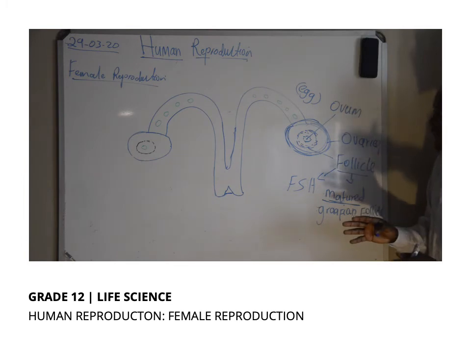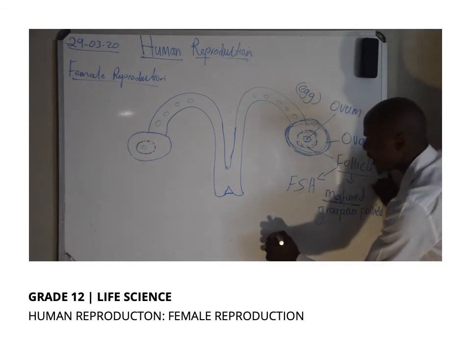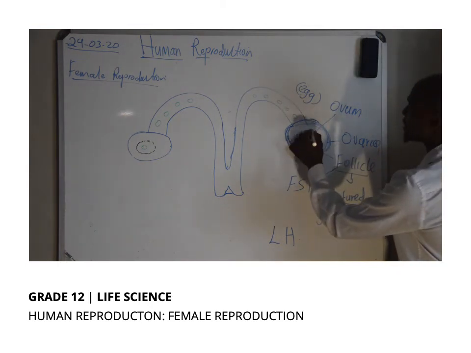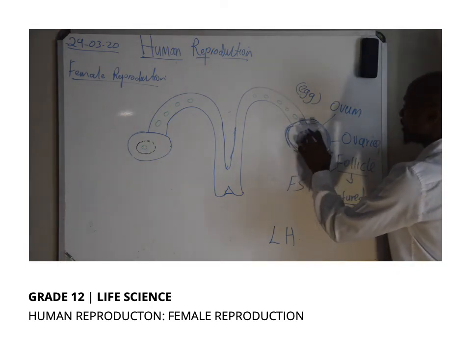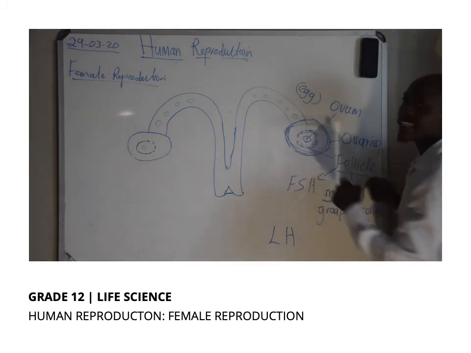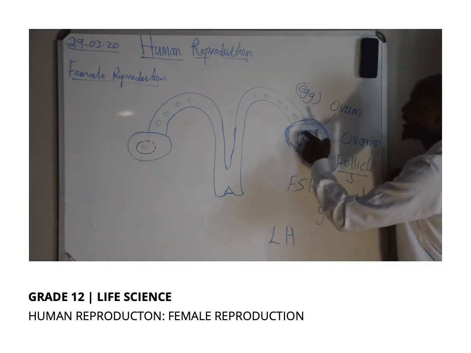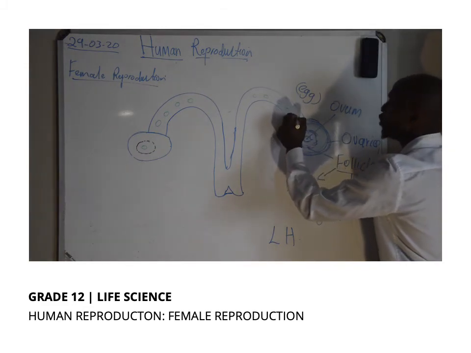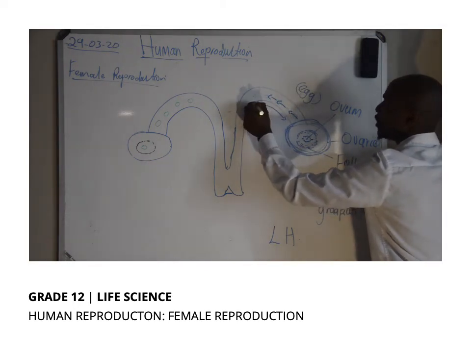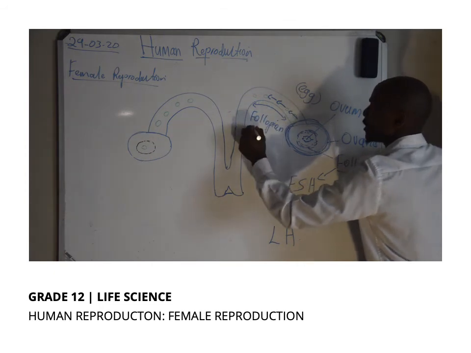Once it matures, it tends to be a Graafian follicle. Now, I need to introduce another hormone. That hormone, we call it what? Luteinizing hormone, LH. Now, remember, this follicle, when it has matured, once it matures, it is ready to what? To burst. But why does it have to burst? This egg that is growing inside the follicle must be released to where? It must be released to the fallopian tubes. This area, we call it what? Fallopian tube.